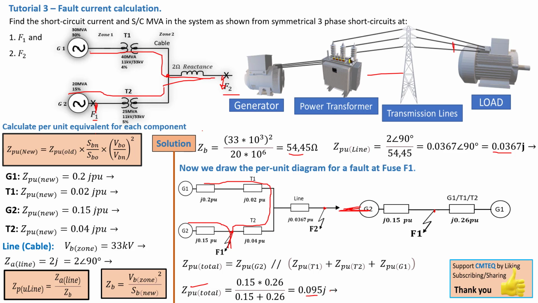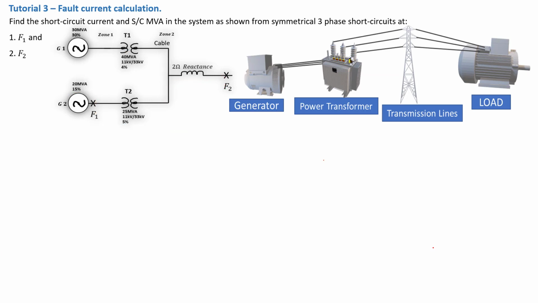Where we left off is we got to calculate the Z per unit total for the fault on F1. So that is on the fault on F1, not fuse 1. From there, the next thing is then to calculate the short circuit current at that point and the short circuit MVA at exactly the same point. So if you haven't watched this tutorial, please familiarize yourself with it and watch it so you can get up to date. Now we're going to move on.